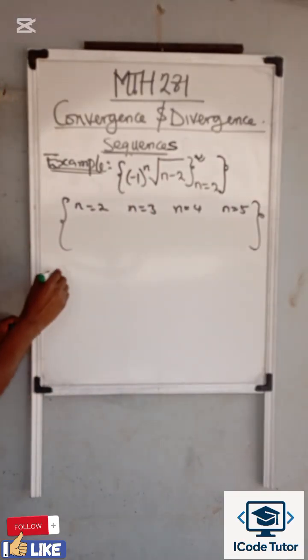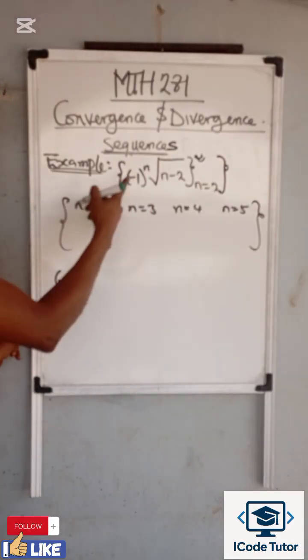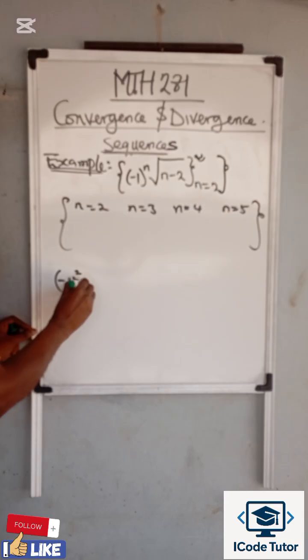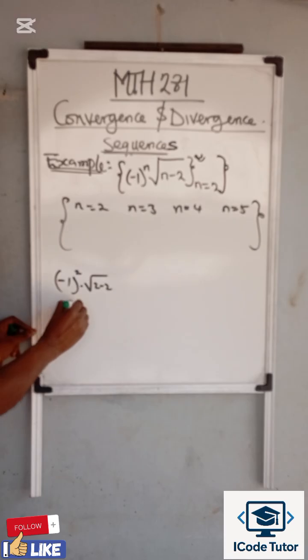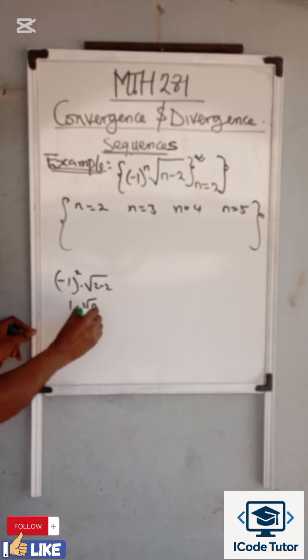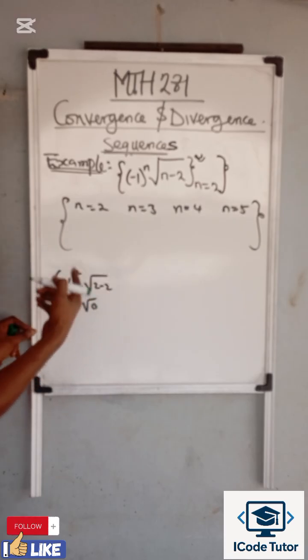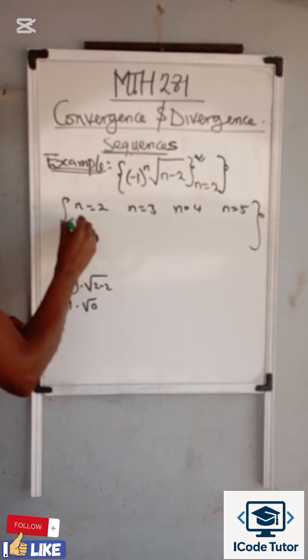Now here, this will be minus 1 raised to power 2, since the term number here is 2, into square root of 2 minus 2. Don't forget that this is raised to an even power. That means this will be 1 into square root of 2 minus 2, which is 0. Any square root of 0 is 0. That means here it will be 0.